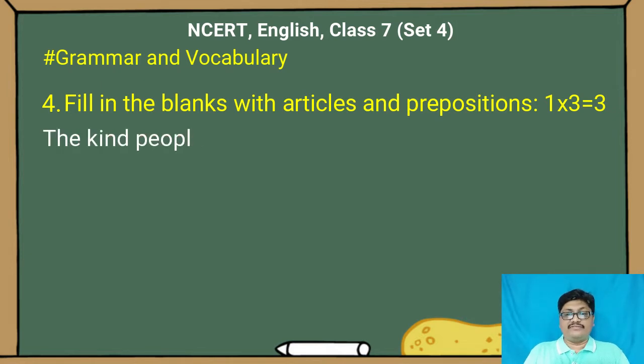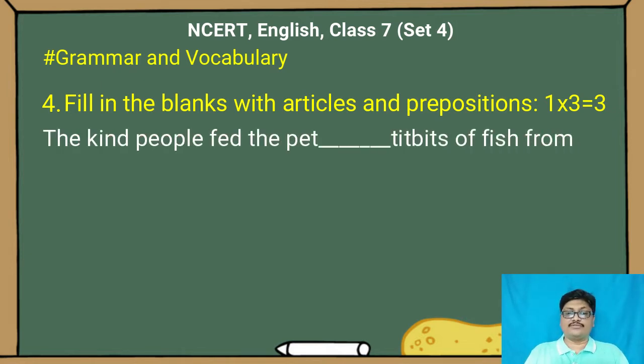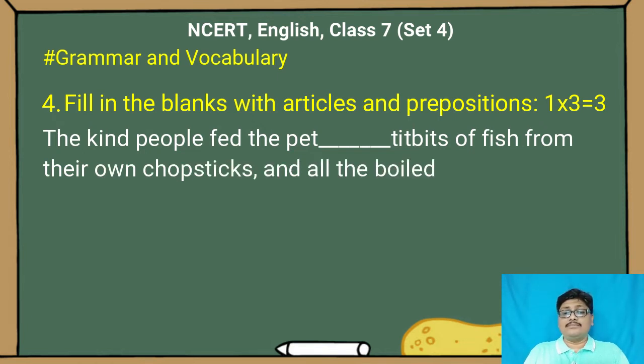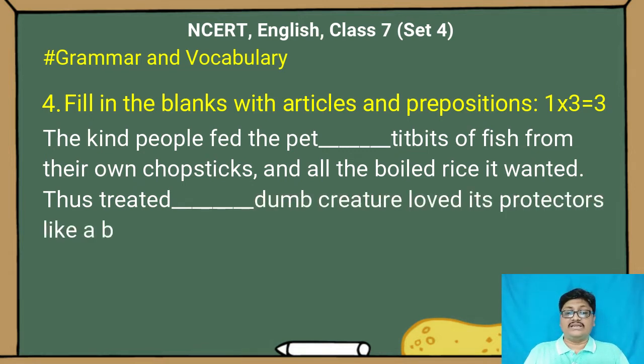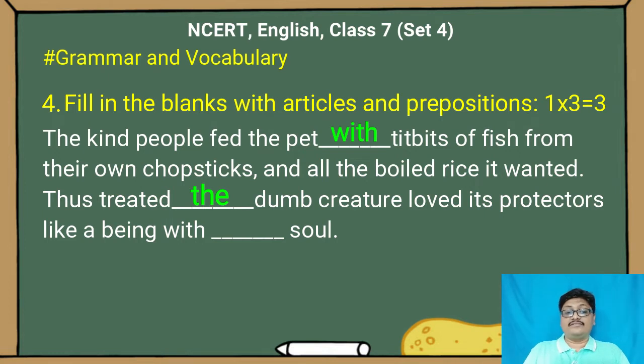The kind people fed the pet dash tidbits of fish from their own chopsticks and all the boiled rice it wanted. Thus treated, dash dumb creature loved its protectors like a being with dash soul. So here the answers will be: the kind people fed the pet with tidbits of fish from their own chopsticks and all the boiled rice it wanted. Thus treated, the dumb creature loved its protectors like a being with a soul. Understood? The first one is with, the second one is the, the third one is a.